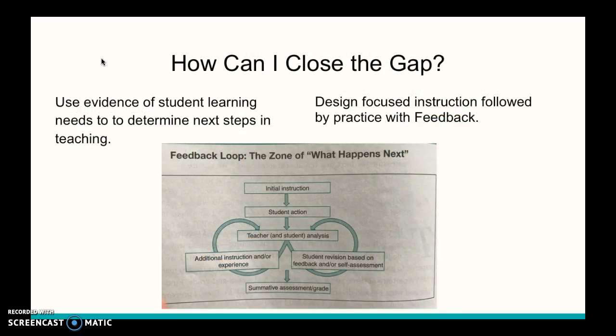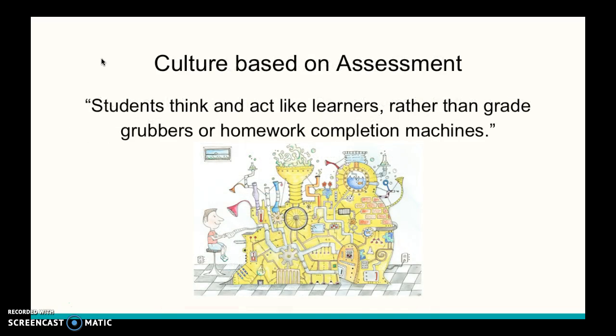And finally, how can I close the gap? We need to make sure we're using evidence of student learning to determine next steps in teaching, and then design our instruction, allowing students time to practice, give them feedback, and assess again.